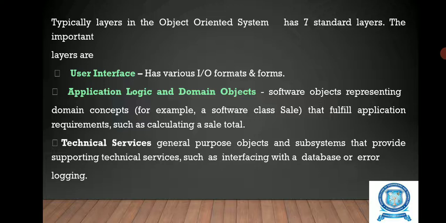A typical object oriented system has seven standard layers. The important layers are user interface, which has various IO formats and forms; application logic and domain objects, which are the software objects representing the domain concepts, for example a software class Sale that fulfills application requirements such as calculating a sale total; and technical services, which are general purpose objects and subsystems that provide supporting technical services such as interfacing with a database or error logging.